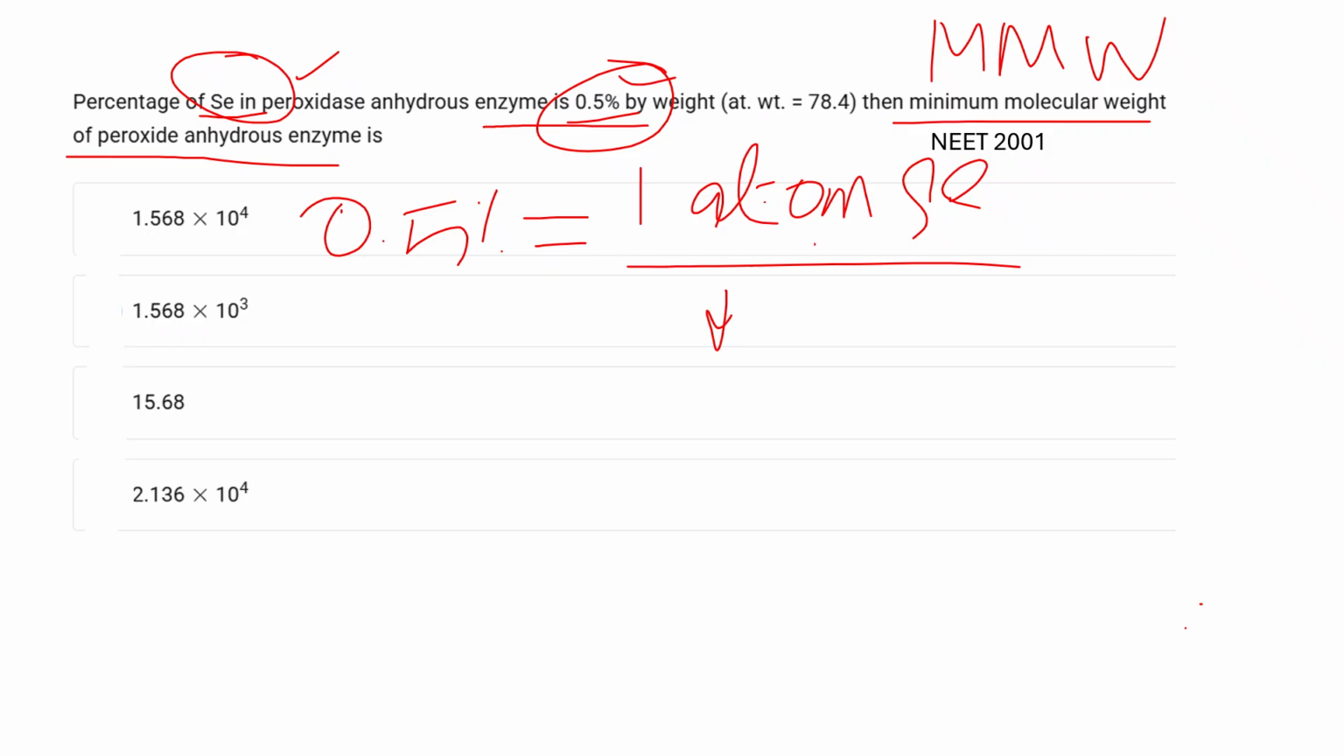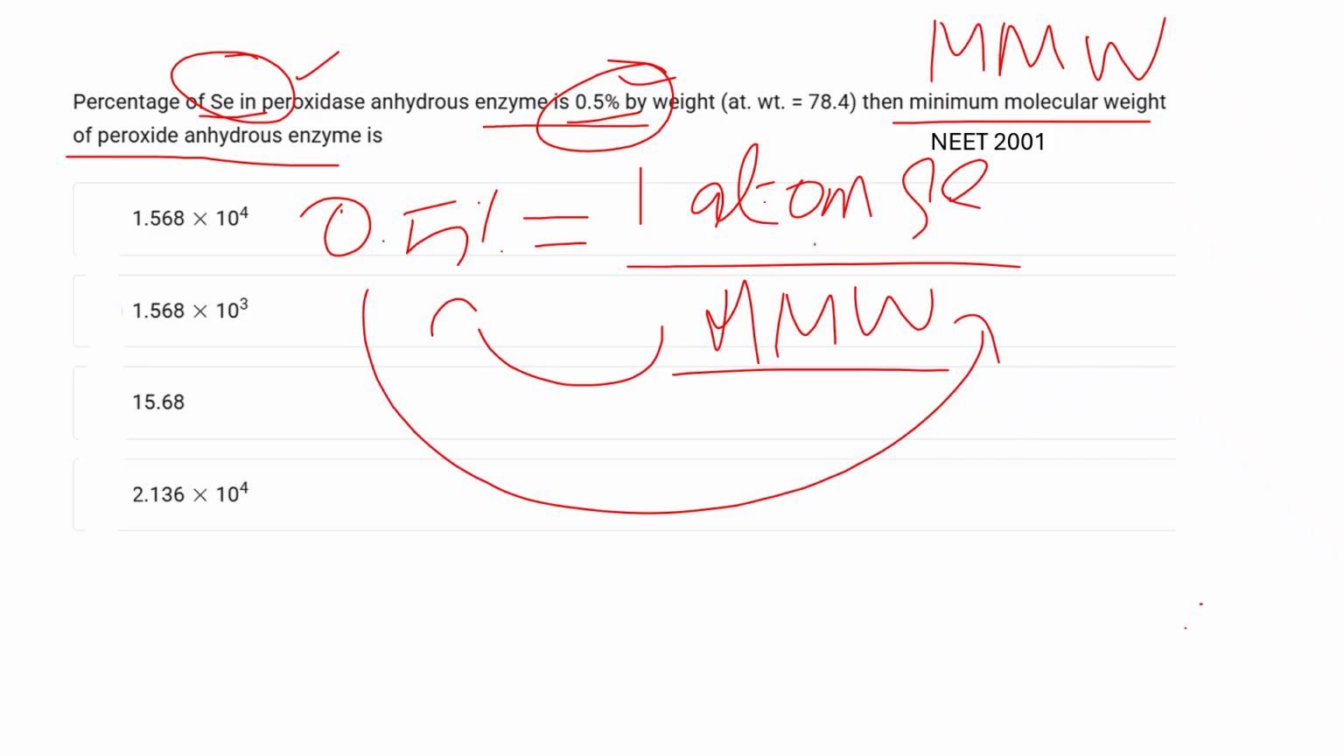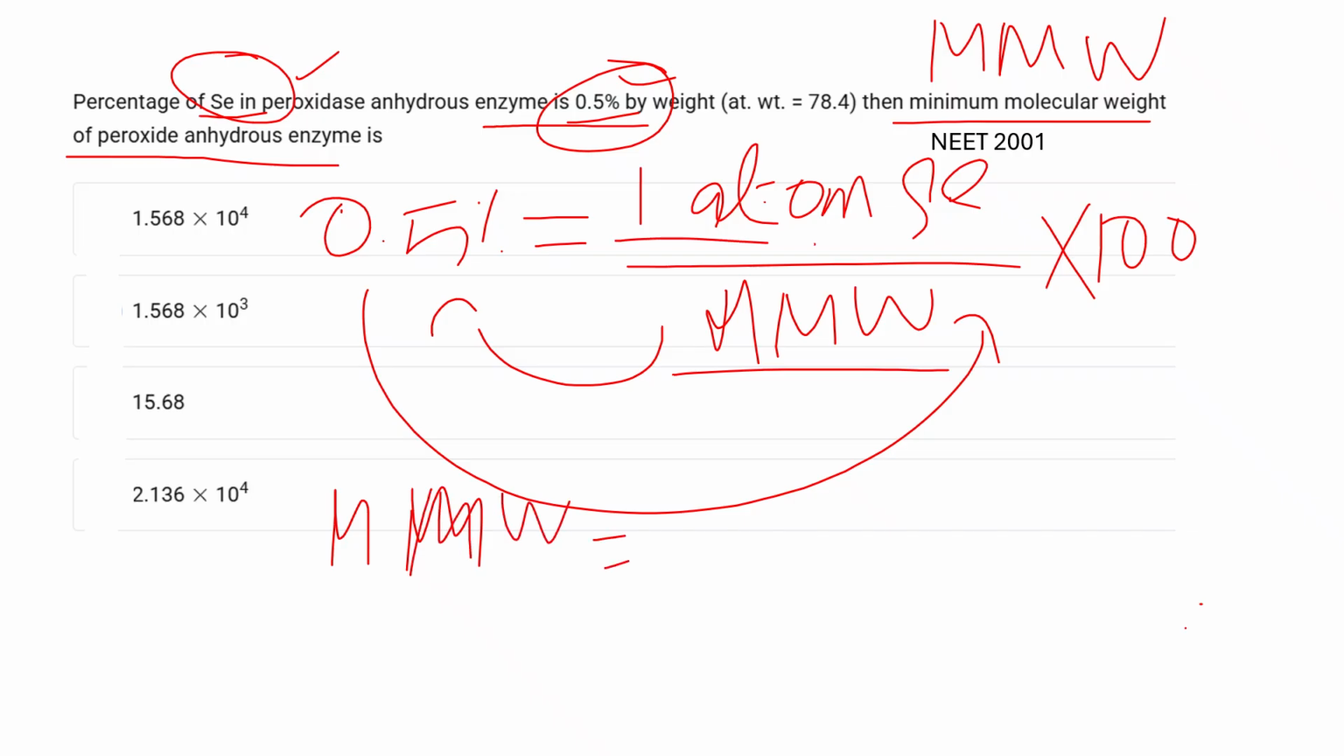So mmw, we need to find the minimum molecular weight of the enzyme. This goes here, then 0.5 comes here. Sorry, there is a multiplied by 100, to express it as a percentage. So the mmw is equal to, what is one atom of selenium? It is 78.4. One atom of selenium is 78.4, given as data.